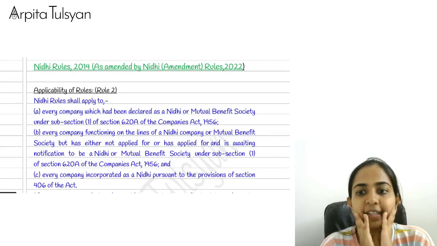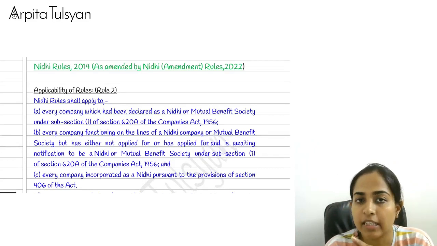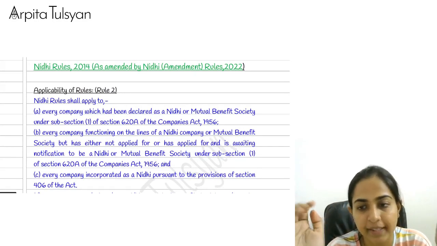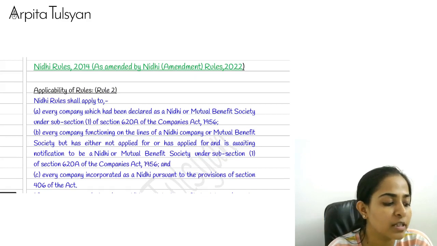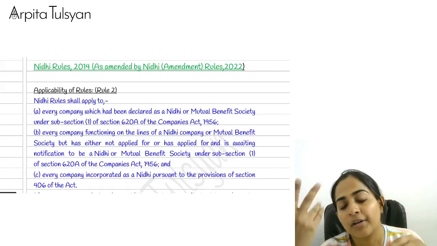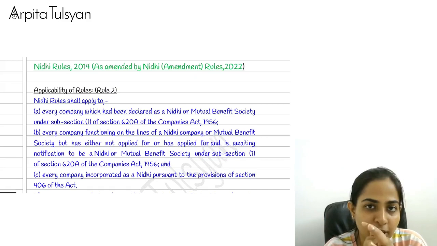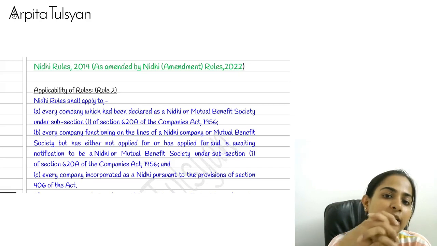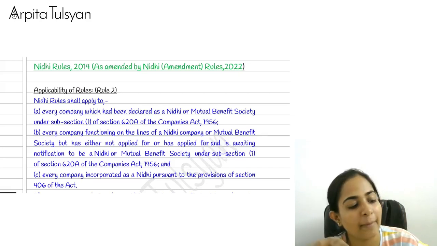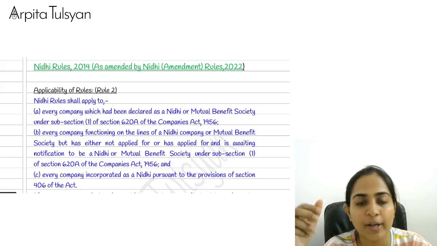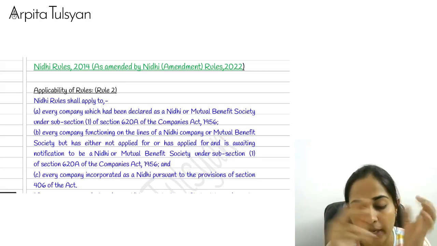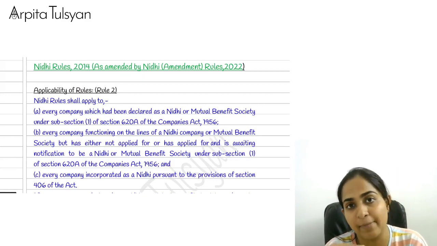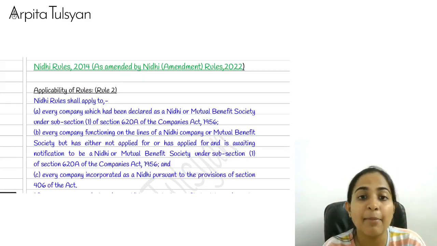Okay, so let's start ahead. We just completed section number 406, which was the sole section applicable to every Nidhi company. Now, apart from section 406, we have all your rules, Nidhi Rules 2014, coming up. Yes, and let me tell you, Nidhi Rules 2014 were amended by the Nidhi Amendment Rules 2022. So we are going to study the latest one, the newest one. Now in this, first of all, let's do rule number 2, which talks about applicability, that is, to whom these Nidhi rules are applicable.